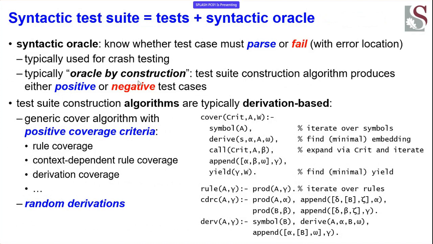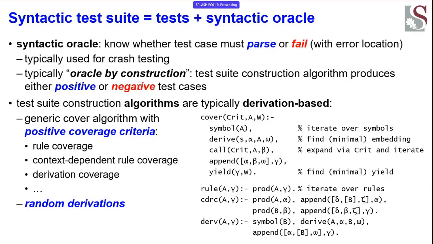Now, we had a Datalog talk in the morning. I am a Prolog guy. This is the high-level idea. This is, in fact, the Prolog implementation of the test suite generator. We iterate over all symbols. We find a minimal embedding of the symbol from the start symbol. We expand the criteria at the symbol, and then we complete this into a full derivation so that we get an actual word in the language.